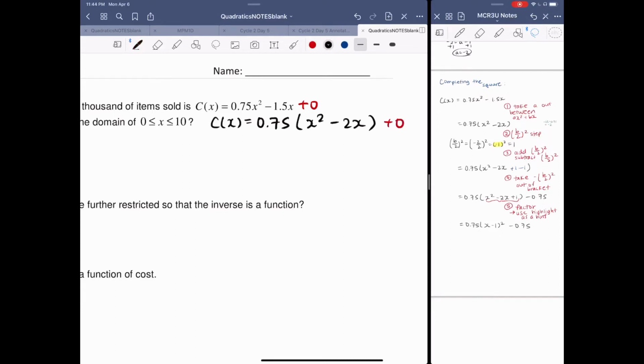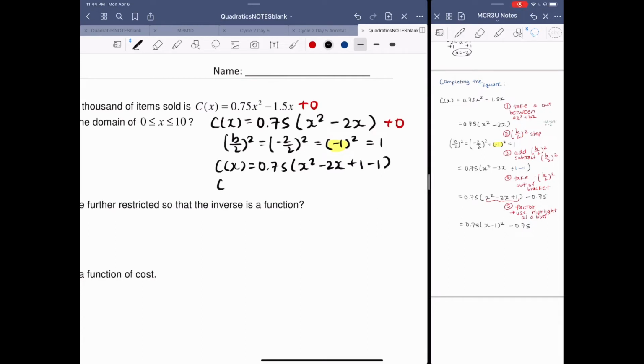Second step, it says to do the (b/2)² step as the rough work. (b/2)², which is (-2/2)², which is equal to (-1)², which is equal to 1. Remember, this part's going to help us later on when we do our factoring. All right, third step, we're going to add that value, the 1, the (b/2)² value. So we have C(x) = 0.75(x² - 2x + 1 - 1), adding that inside the brackets. So we're not really actually changing anything when we do that.